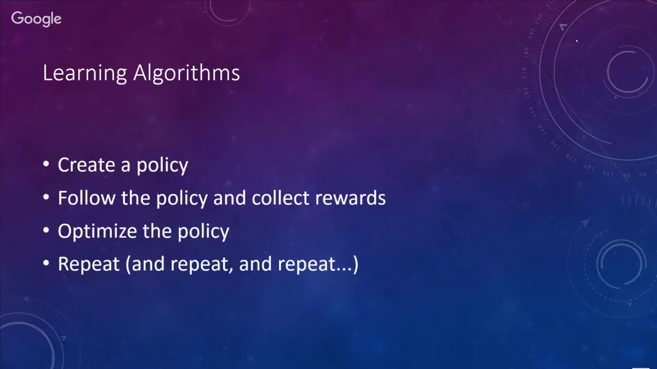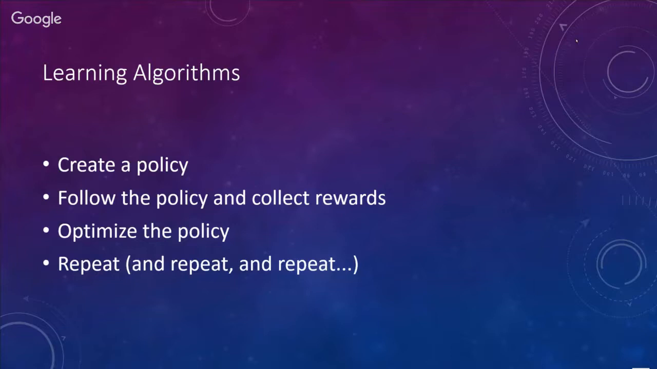And then you are going to follow that policy for some number of steps. We say that you're generating a rollout of this policy. So you allow the agent to interact with the environment for some number of steps. The agent follows the policy. You collect up all the rewards. And then you're going to try to optimize the policy.